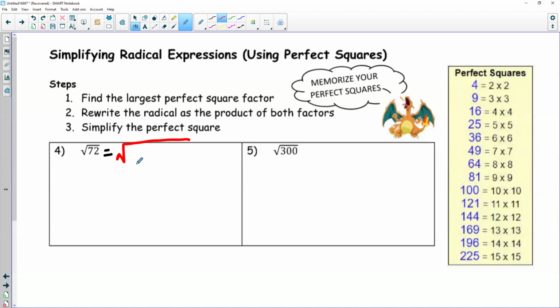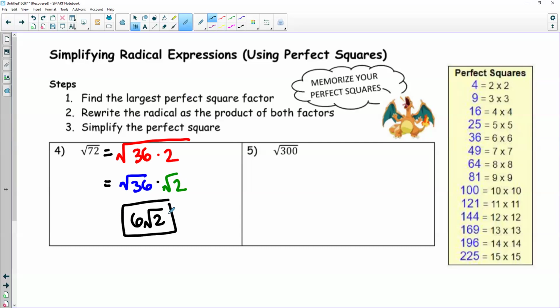What you'll end up seeing is that the 72 can be broken up into 36 times 2, right? 36 times 2 still gives me 72. But what this allows us to do is split up those square roots. I can say that this is the exact same thing as the square root of 36 times the square root of 2, right? Still the same thing. But now that this is separated, we can see that the square root of 36 is 6. So this would give me 6 times the square root of 2. And there is my simplified radical form using this new method.